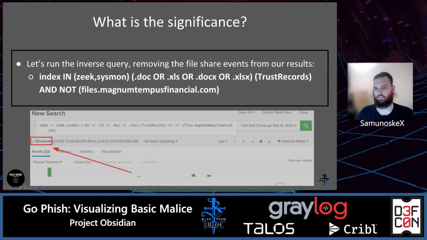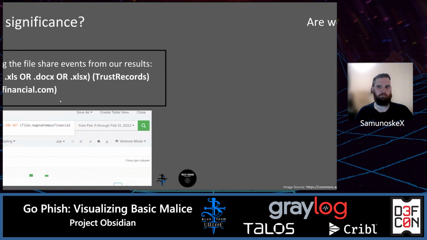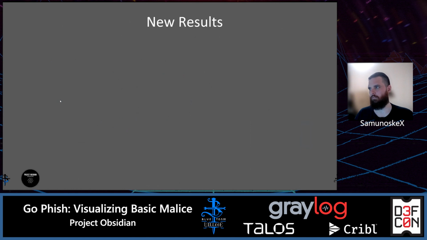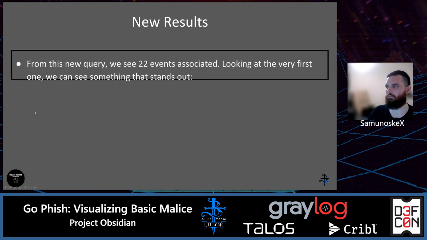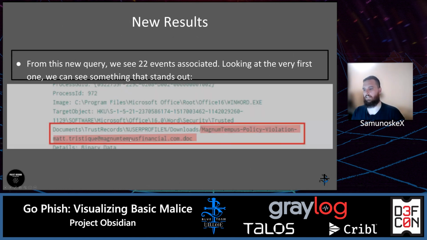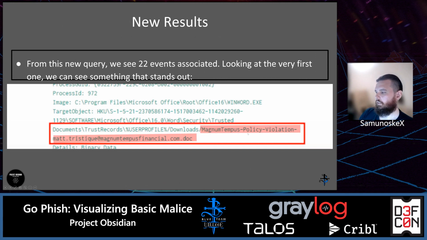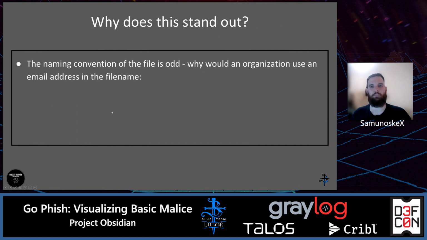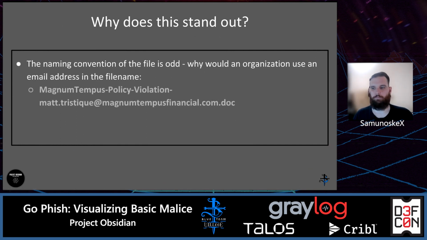So we ran the query. So we do have 22 events. Are we done? No, but we do have 22 events. And like I said, that file name stands out to me as potentially an issue. And it stands out because the naming convention is odd. Why would there be an email address in the file name, right?